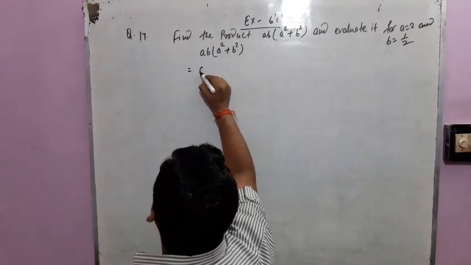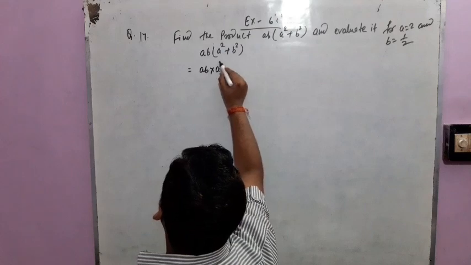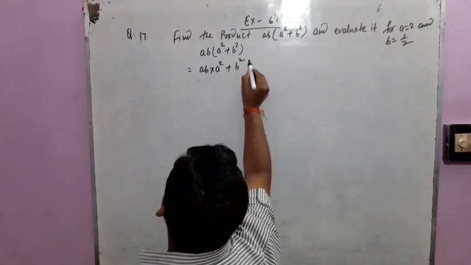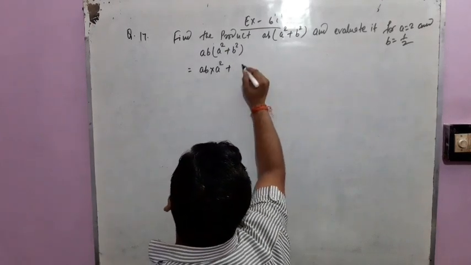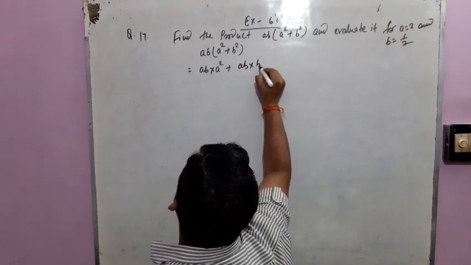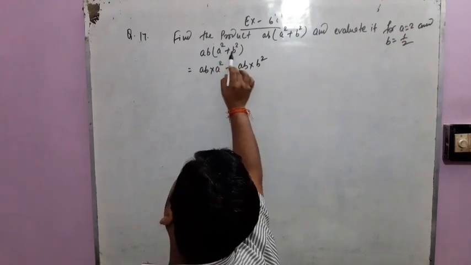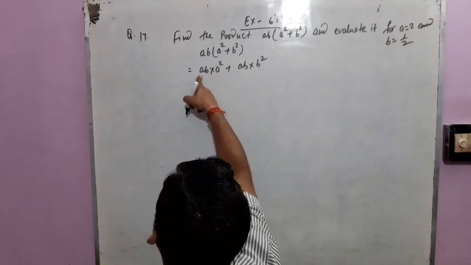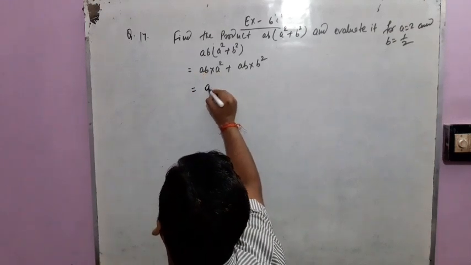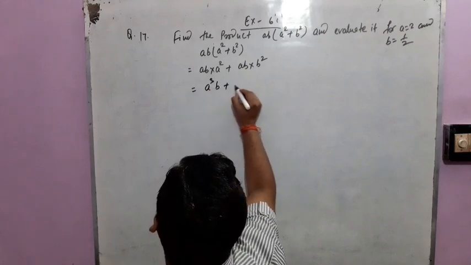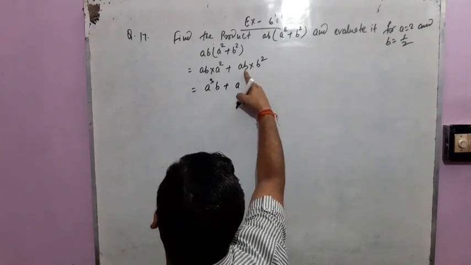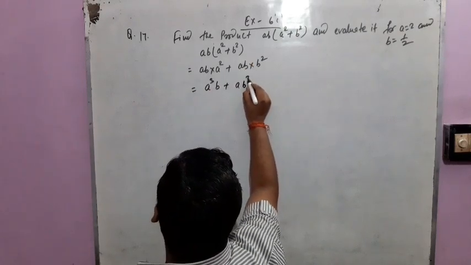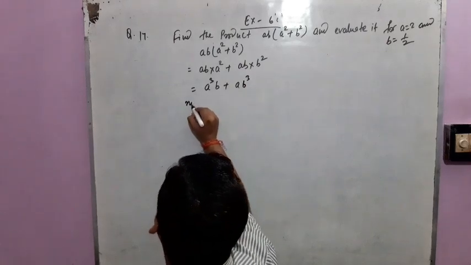Okay students, so AB into A square plus B square: AB into A square, AB into B square. Both of the terms of the binomial we have to multiply with that monomial. Now A square and A, we add the exponents of A, giving A cube B. And here, A, add the exponents of B, 1 and 2, giving B cube.